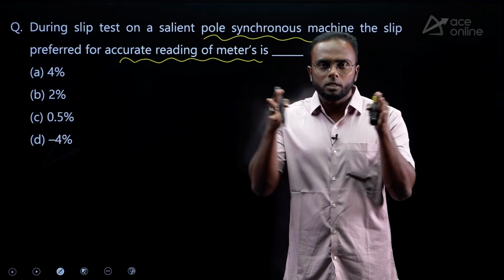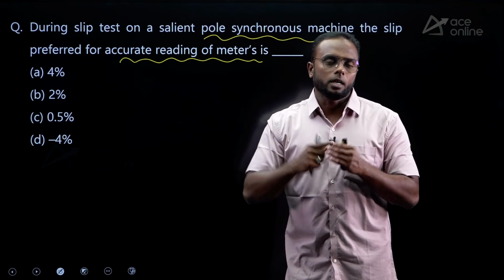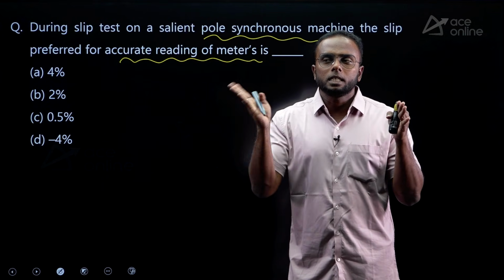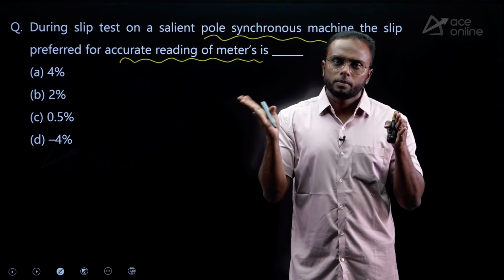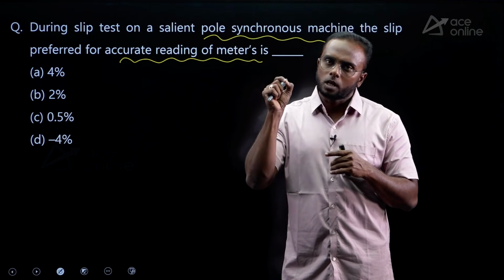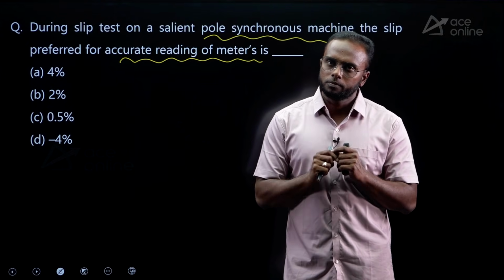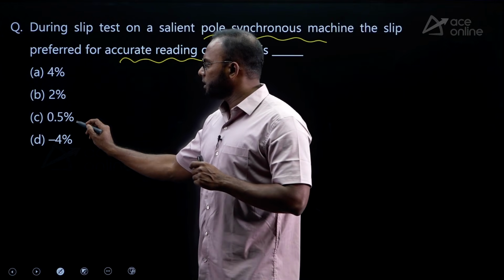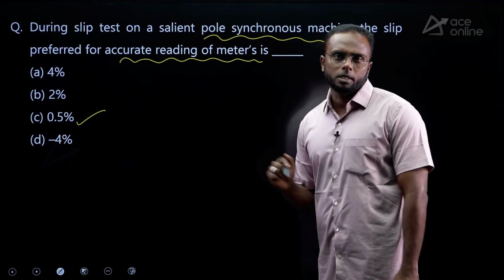Otherwise, if you have so much difference in the speed, slip will be very high. Then if the difference is more, oscillation of meters is also very high. Then it is difficult to point out the accurate maximum and minimum value. That is why we preferred always the lowest, which here is 0.5%. That is the best choice.